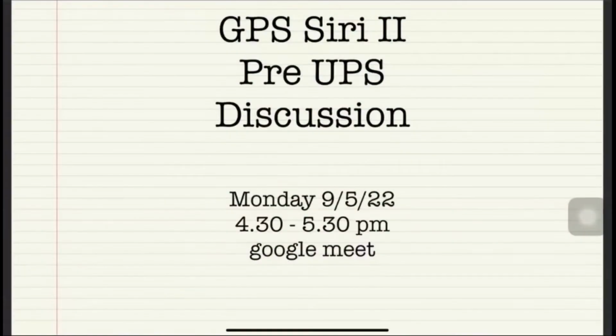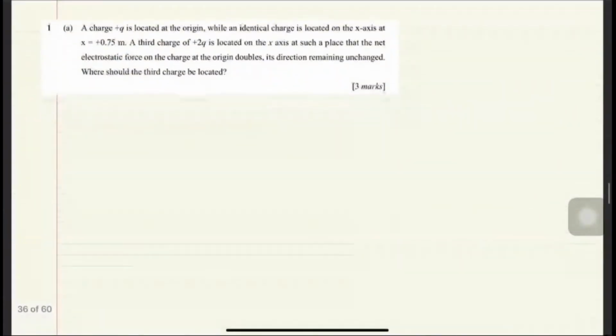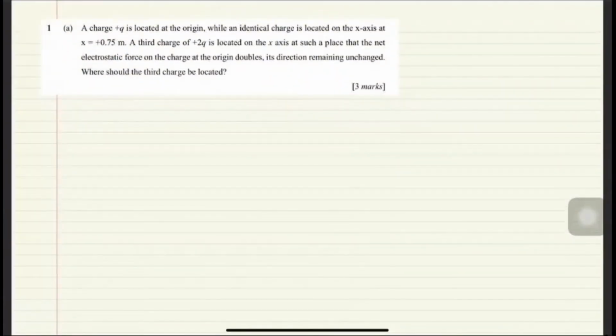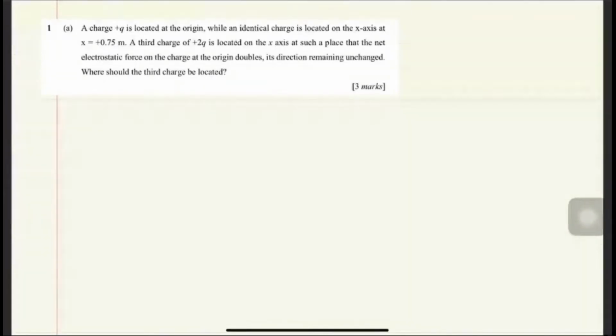Okay, for question number 1, it says a charge Q is located at the origin, while an identical charge is located on the x-axis at x equals 0.75. The third charge, okay, so he says there are two charges, ya. One near the origin, one near 0.75.